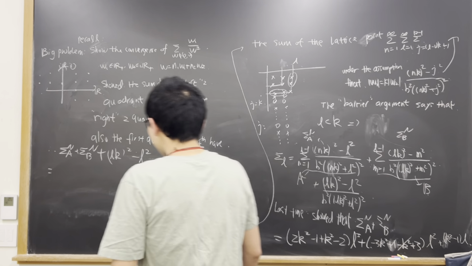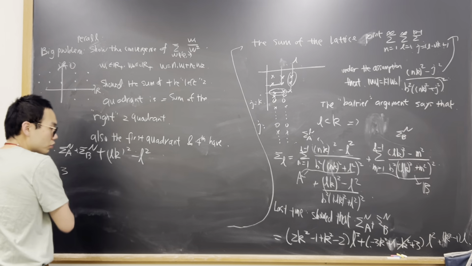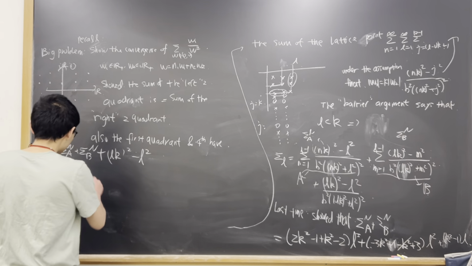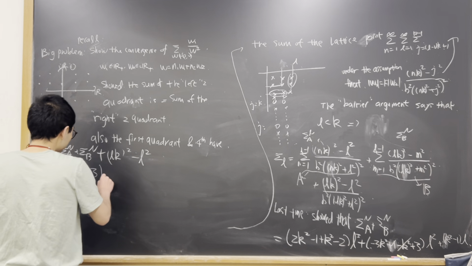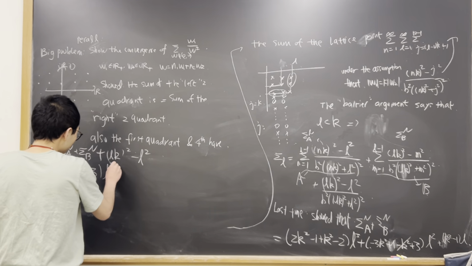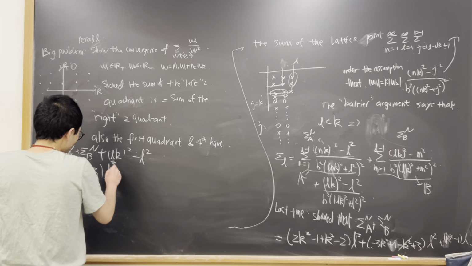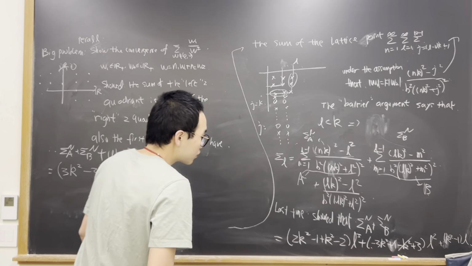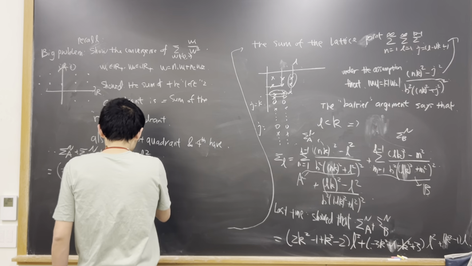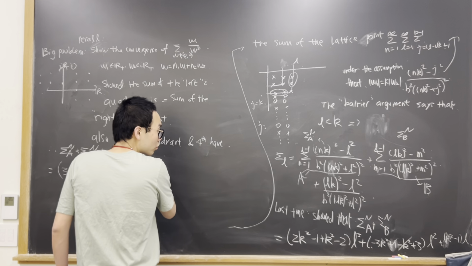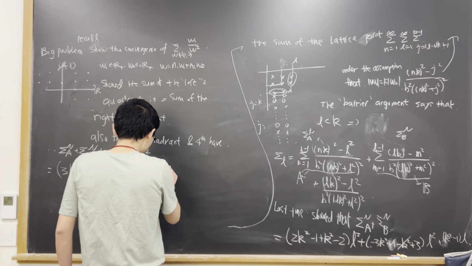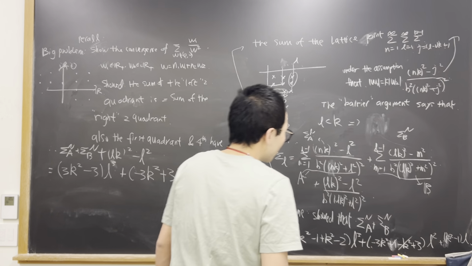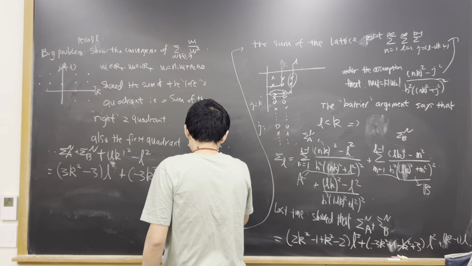So here we have 3k squared minus 3 times L cubed plus, so this is minus 3k squared plus 3 times L squared plus k squared minus 1 L.